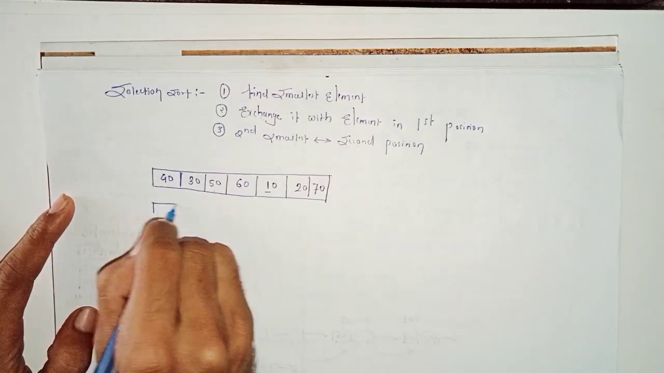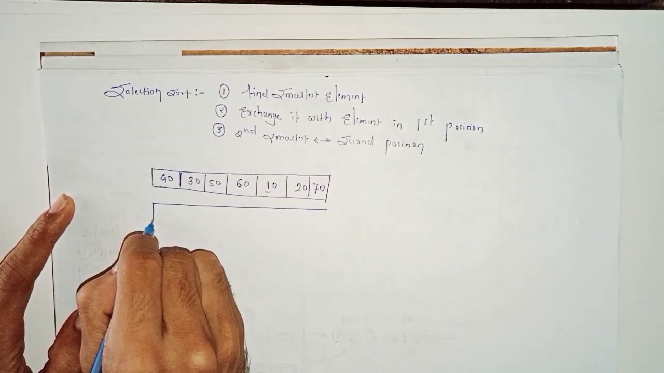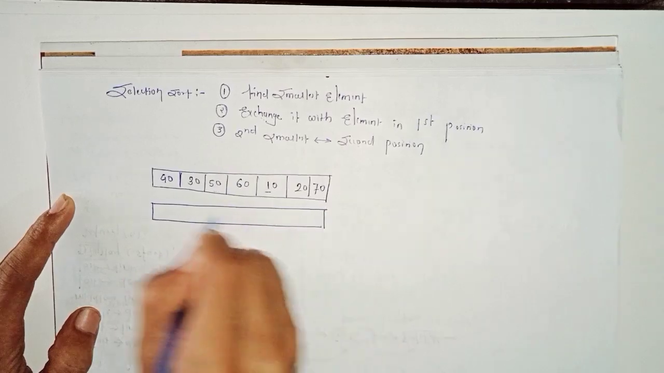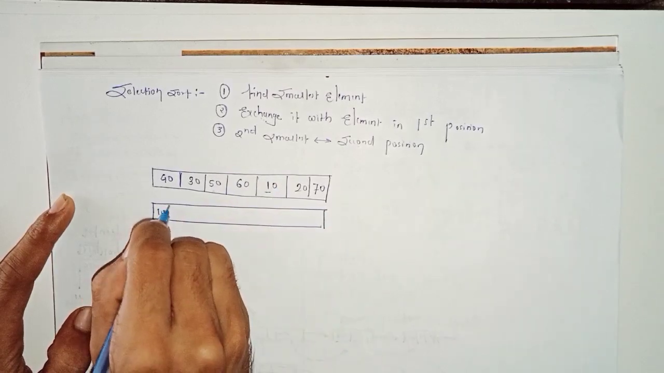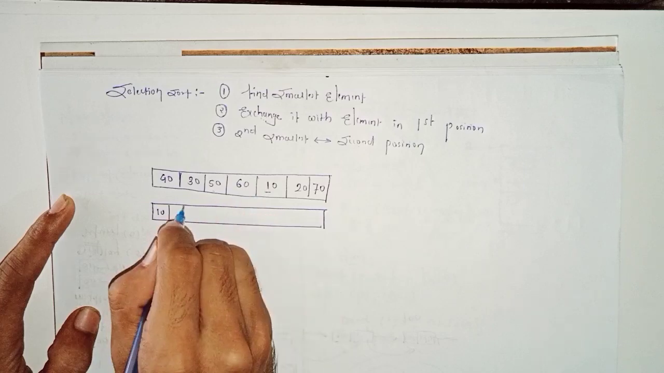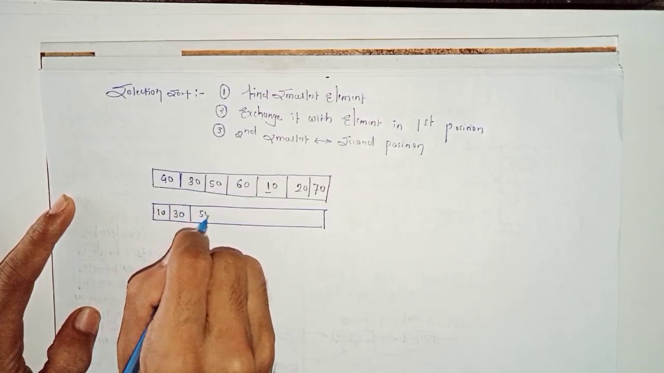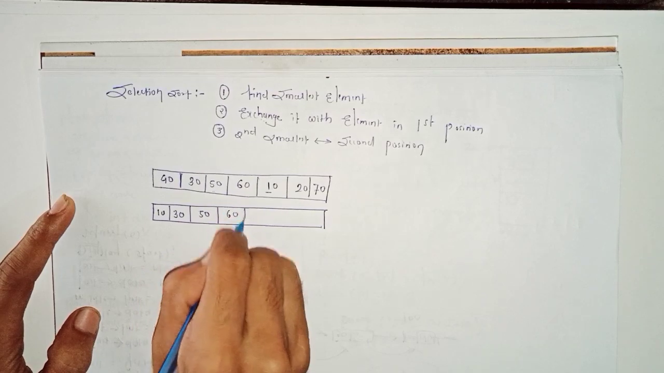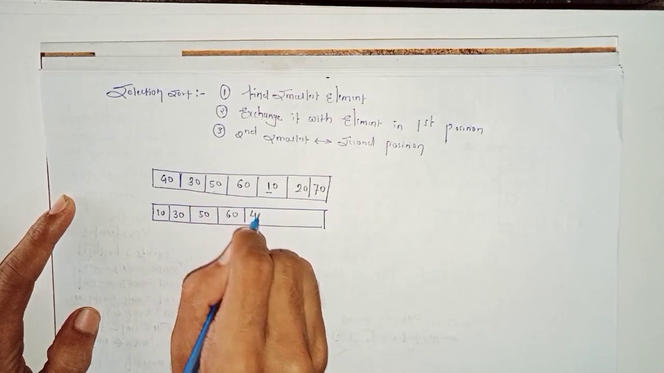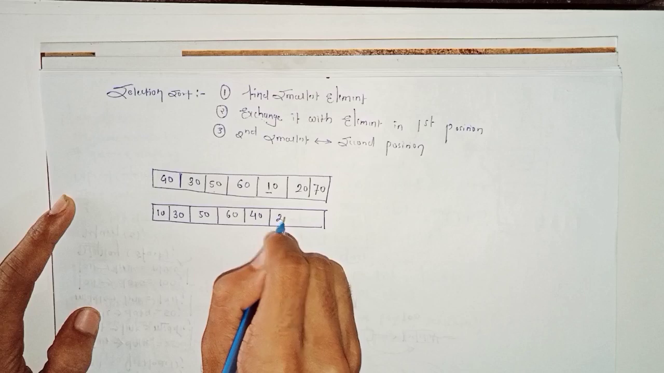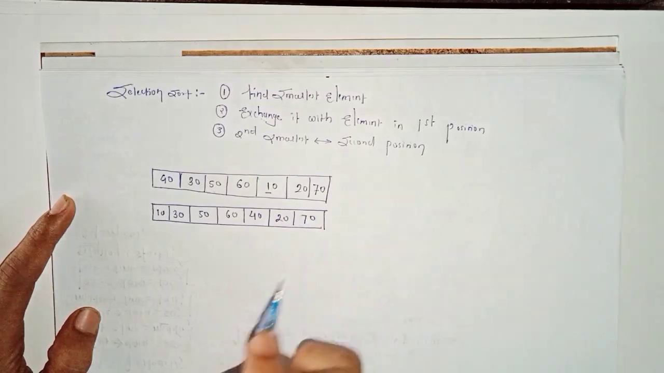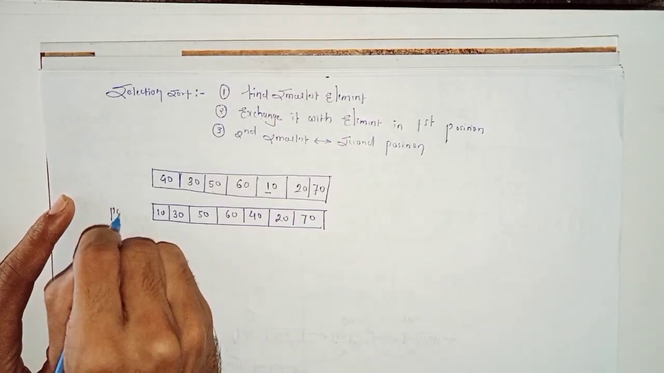Let me just draw. 10 will come at the first position and these all will be the same: 30, 50, 60, and at this position 40 will come. 20 will remain the same and 70 also will remain the same. This is pass one.